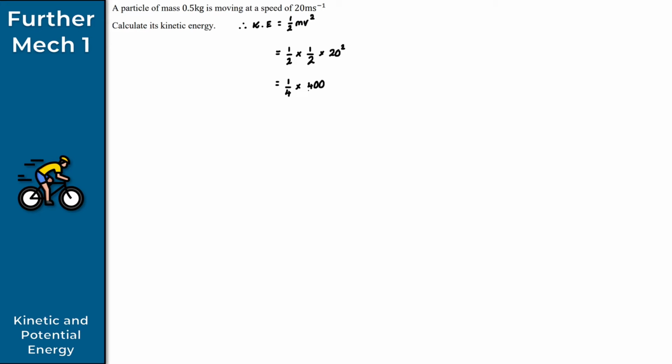So I've got 1 over 4 times 400. And if we evaluate that, nice and straightforward, we simply get 100. And don't forget our units here as well, right? We're talking about kinetic energy here, so our units are joules. Okay, so we get 100 joules there. And there we have it. Nice and straightforward. That simply gives us the solution to question 1.